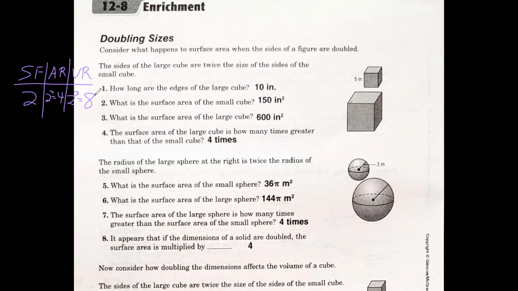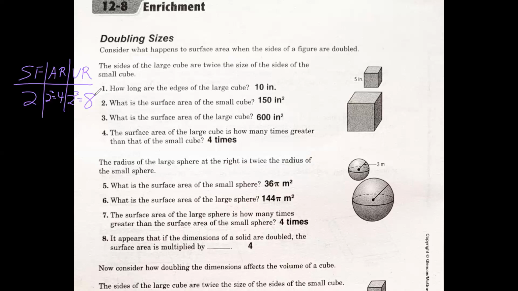The surface area of the large sphere is how many times greater? Again, it's 4 times as great. It appears that if the dimensions of a solid are doubled, the surface area is multiplied by 4. Again, it's just whatever that original scale factor is, squared, when we're talking about area. So you didn't have to do a lot of work.